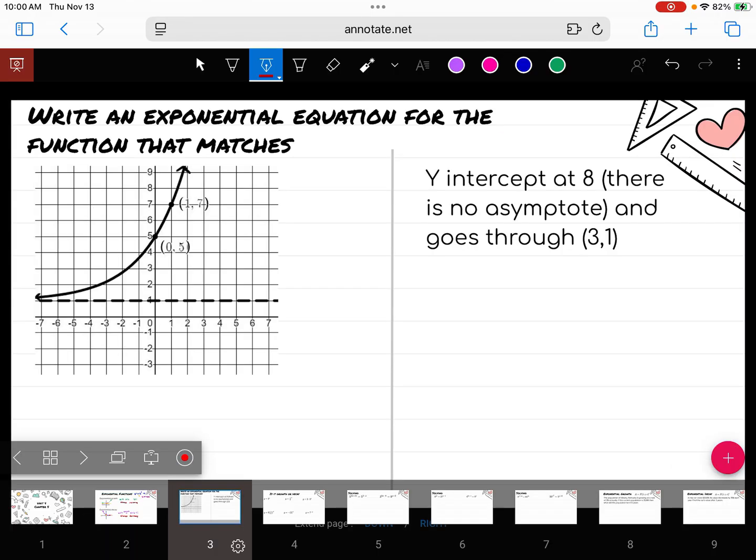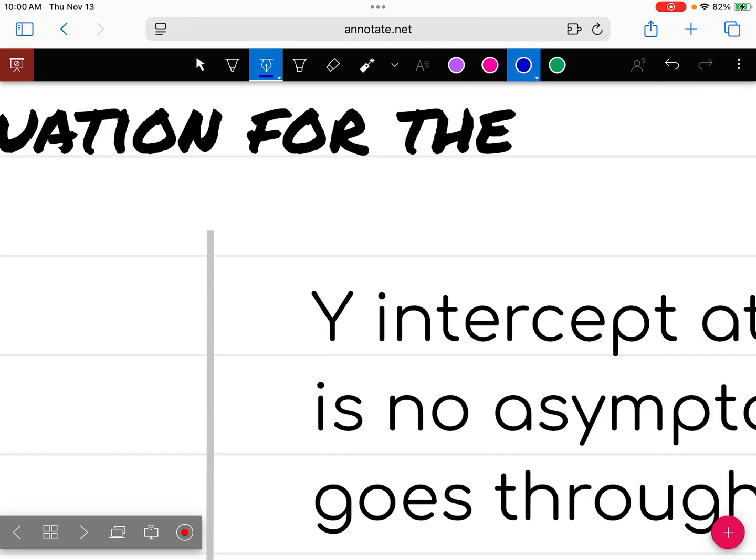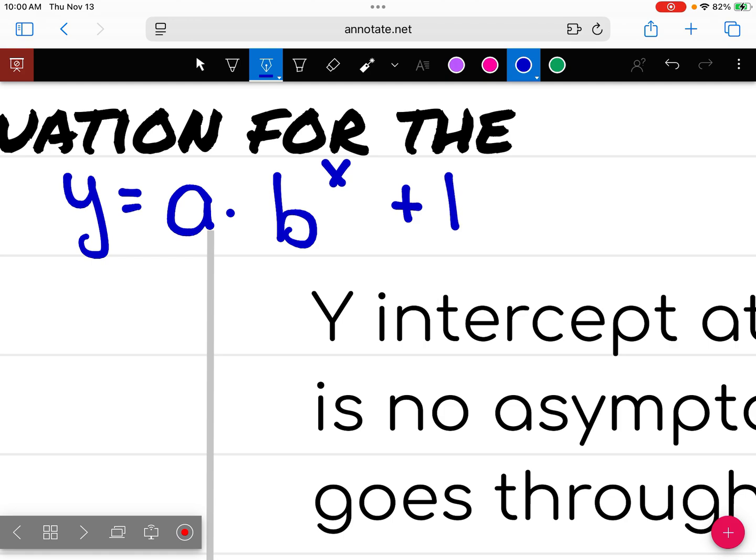So we're going to look at these two here. And that first one is the graph you guys just got. And we're going to try and write these in the form y equals a times b to the x plus k.